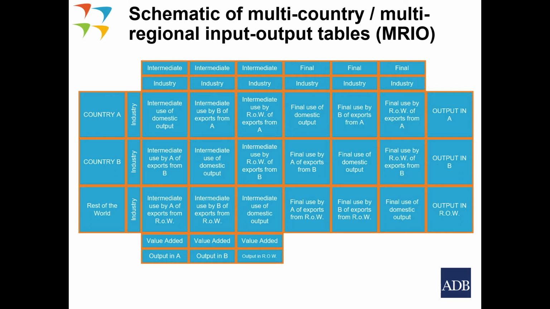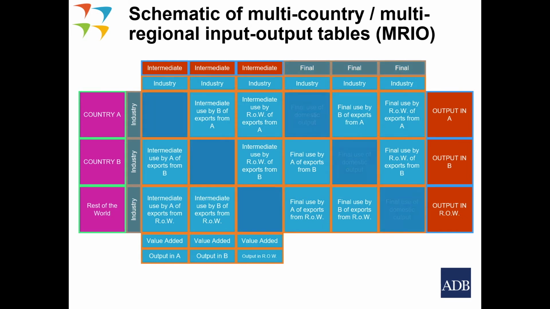Here we see the general schematic of an MRIO, simplified to only 3 countries and their industries. Each row indicates the amount of output produced by each country sector, separated into intermediate products and final products. The diagonals of both the intermediate consumption matrix and final consumption matrix indicate consumption of domestically produced goods and services. For example, this portion indicates goods and services produced by country A that are also consumed by country A.